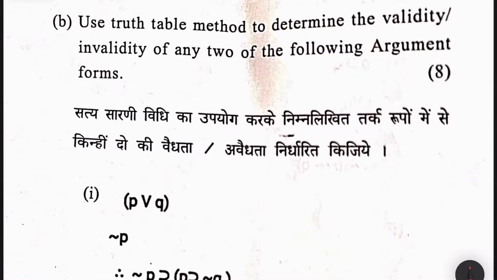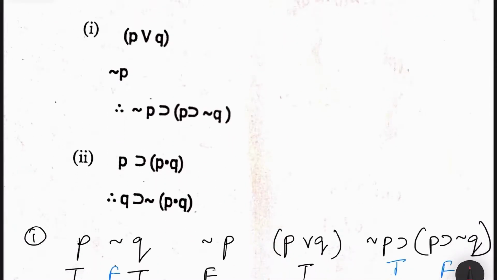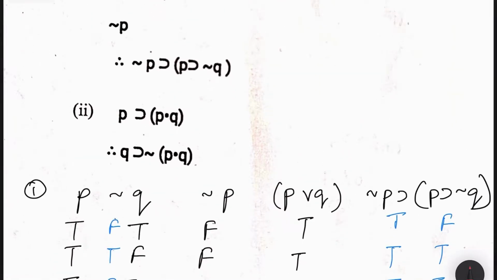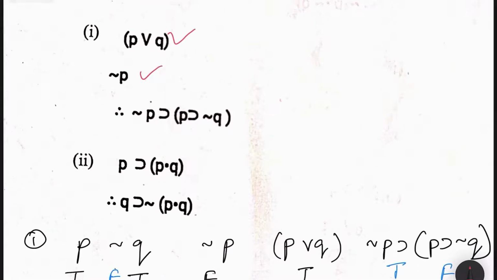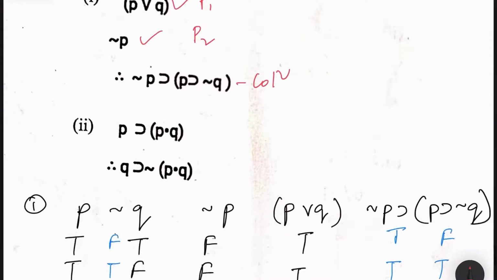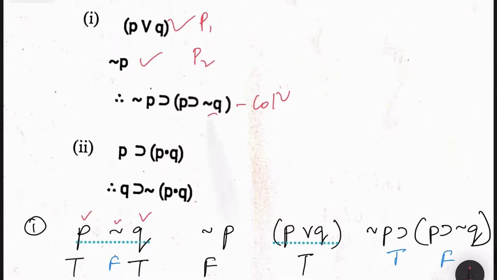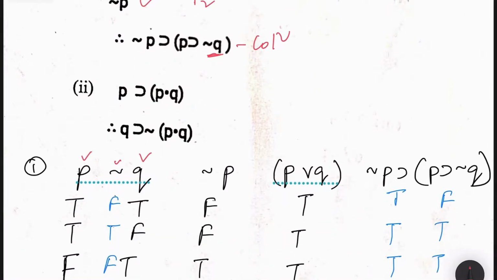Now in the next question, what you have to do is: use the truth table method to determine the validity or invalidity of the following argument forms. So you have to find the validity of the argument. I've solved one question, question number 1. So your question is P wedge Q, P premise 1, premise 2 and the conclusion. Now in this particular case you have written P and then Q and negation Q also, because we need the negation of Q. That is why I used negation.